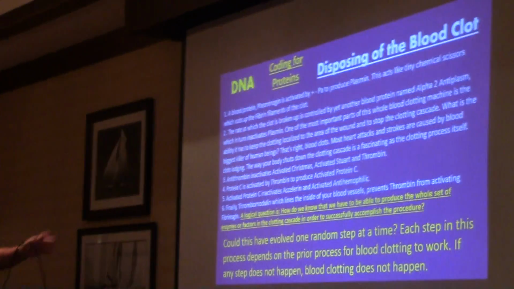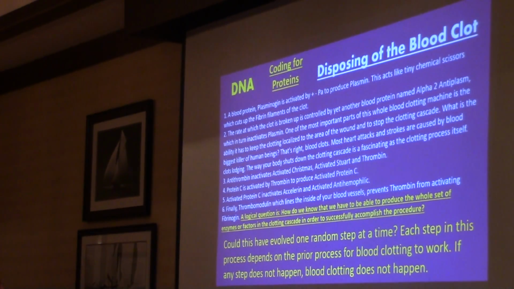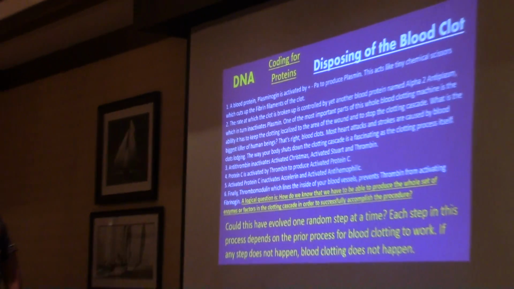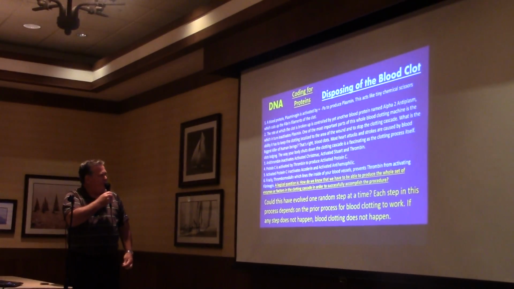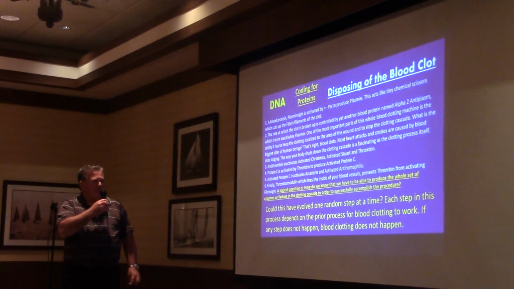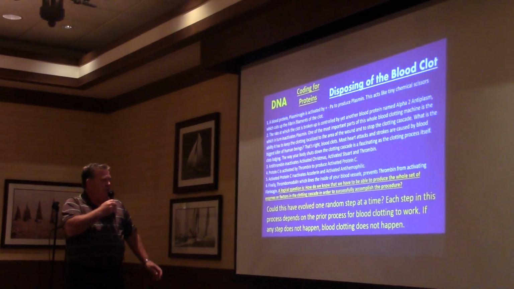As you look at all this and read it, a logical question is, how do we know that we have to be able to produce the whole set of enzymes or factors in the clotting cascade in order to successfully accomplish the procedure?